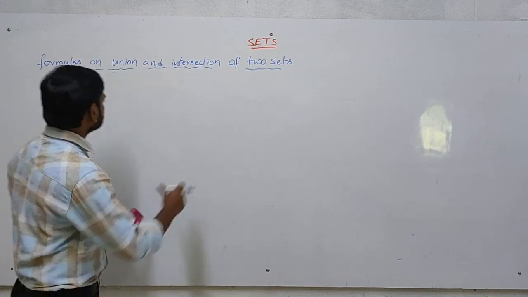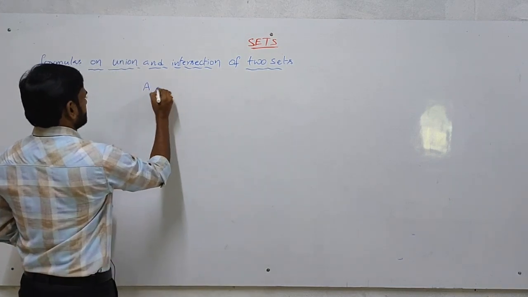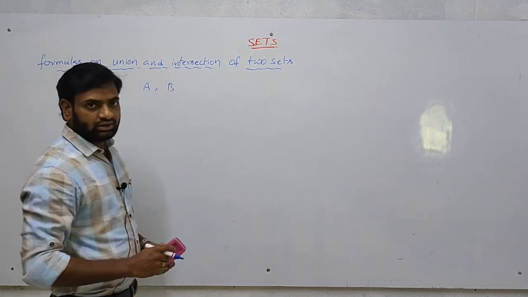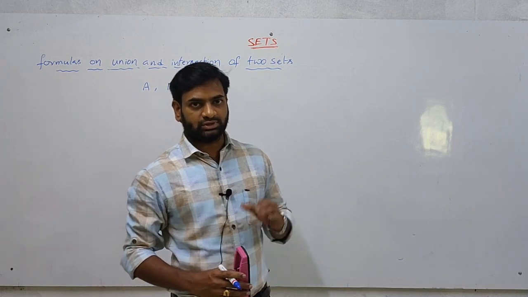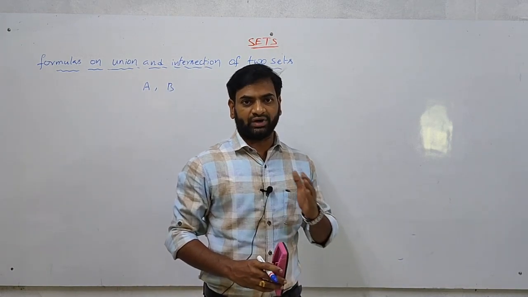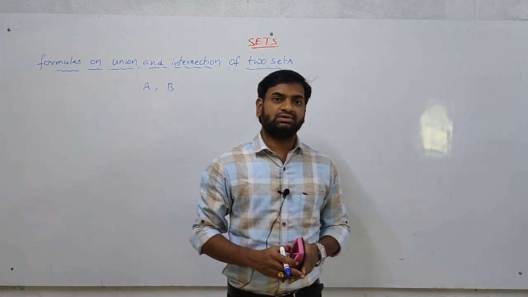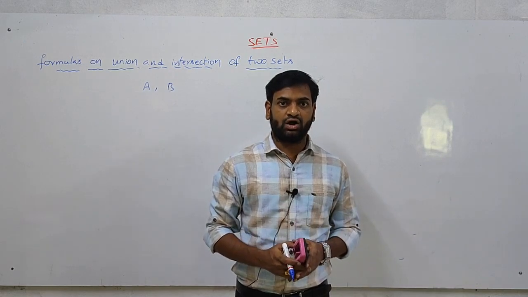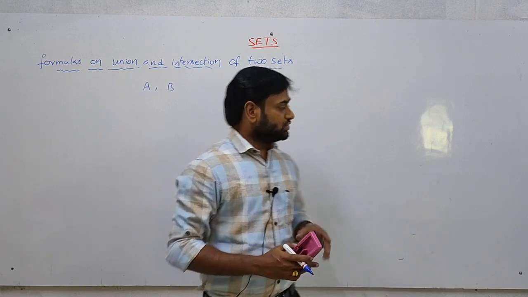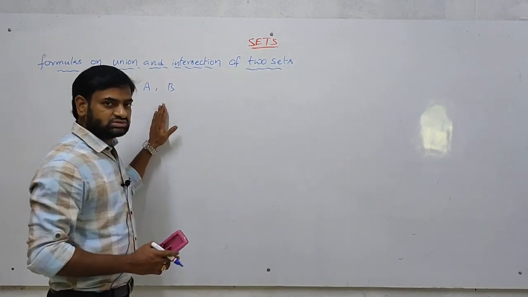Here, capital A and capital B are two finite sets. Finite means in the sets there are a finite number of elements, not an infinite number of elements. So A and B are the two sets.